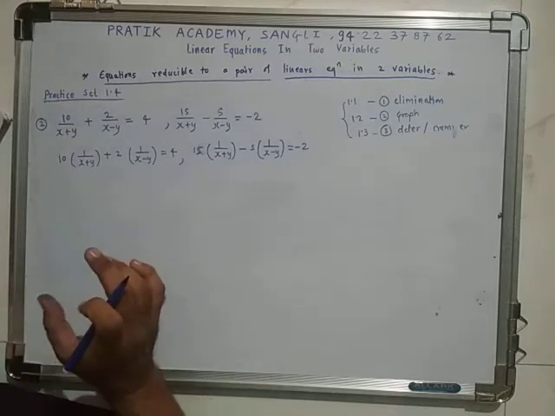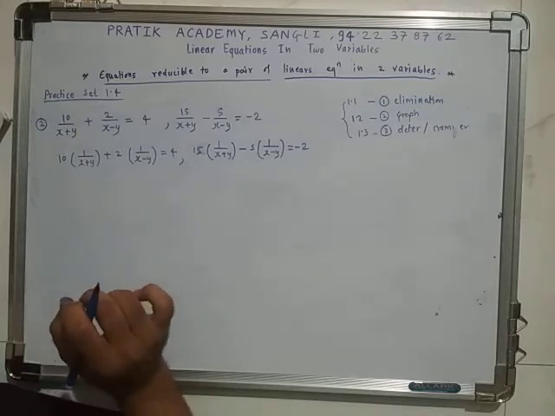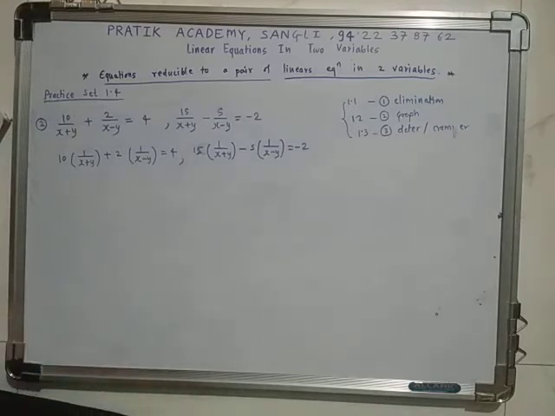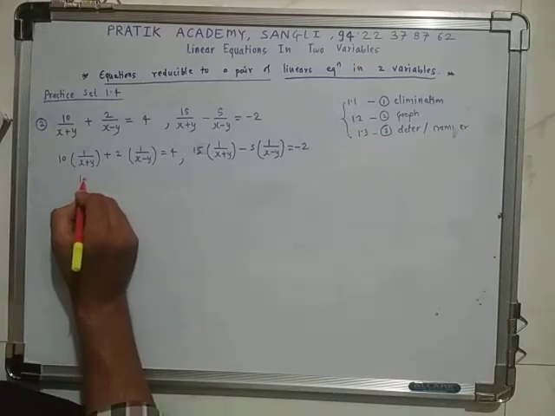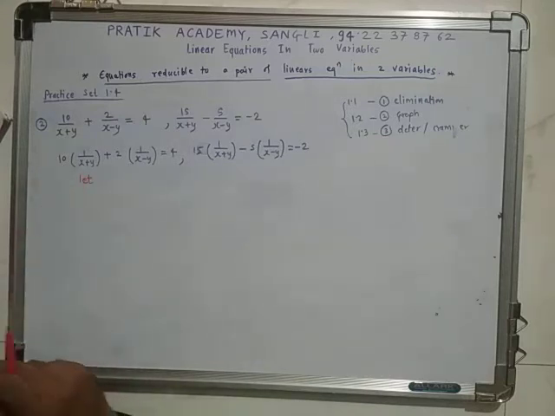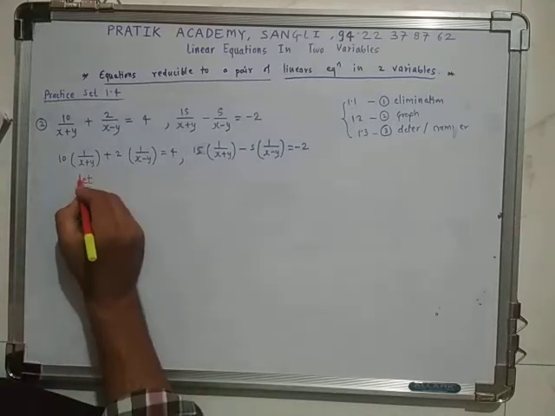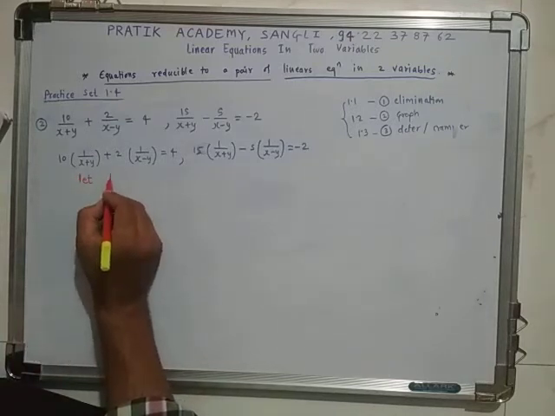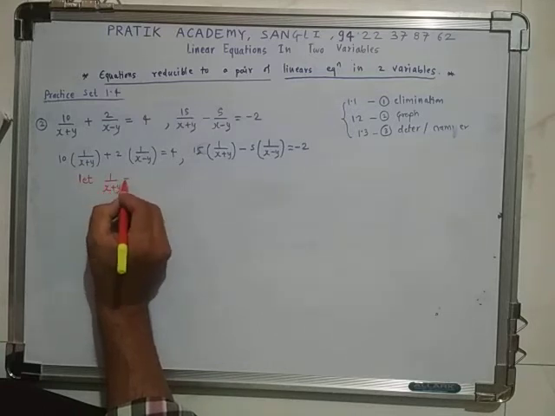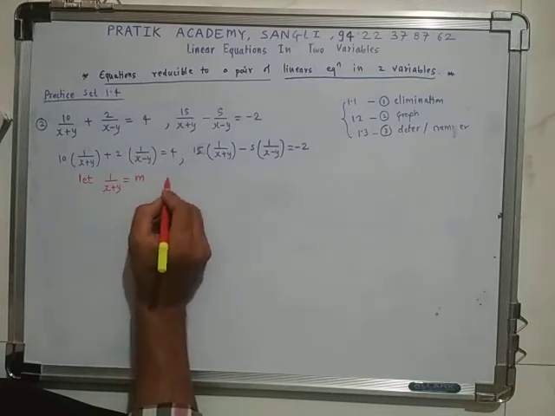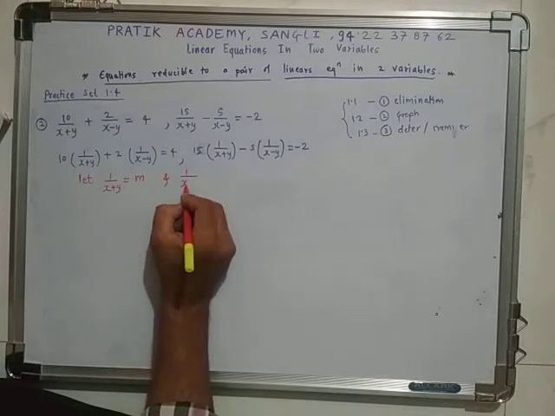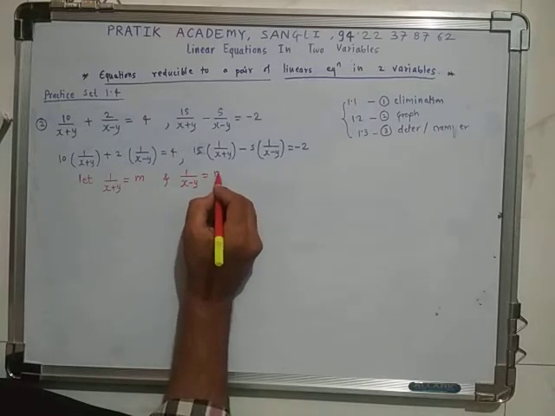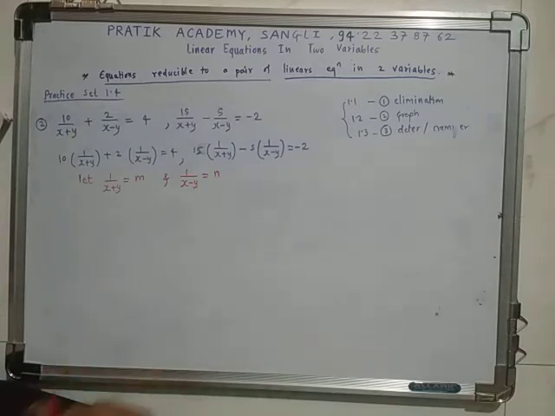So जर तुम्ही बघितलं properly, then by one substitution we can reduce this equation to linear equation in two variables. What is the substitution? Let 1 upon x plus y is equal to m and 1 upon x minus y is equal to n. By this substitution, what will happen?